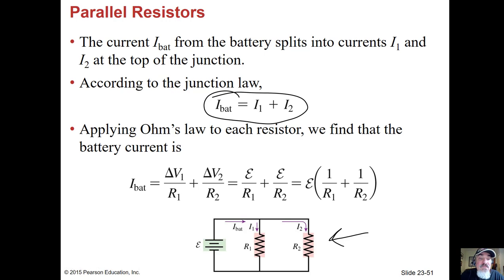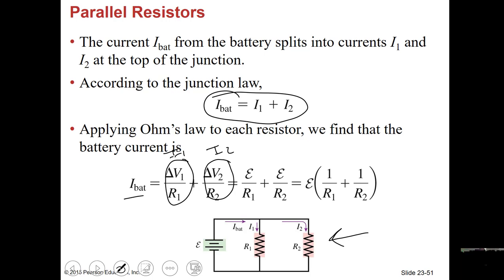So how much is the current? Well, it's going to be I1 plus I2. That's the same thing here. This is I1. This term is I2, right? The current is the voltage divided by the resistance. Voltage divided by resistance, that's I1. Voltage divided by resistance, that's I2. You add them together. Now they have the same voltage because they're in parallel, so that's the squiggly E, and you could rewrite it like this. Voltage of the battery is E times 1 over R1 plus 1 over R2.